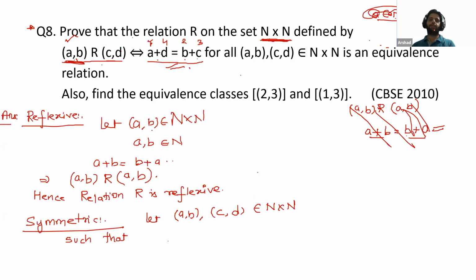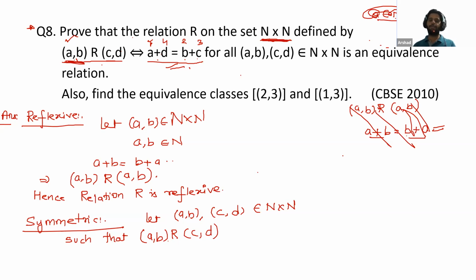Now, if we check here, then we have what? A comma B related with C comma D. So we will write like this, let A comma B be related with C comma D. We have assumed that these two ordered pairs belong to your set, that is a Cartesian product, such that A comma B is related with C comma D. Again, before we do the proof of this, we must know what result we need.